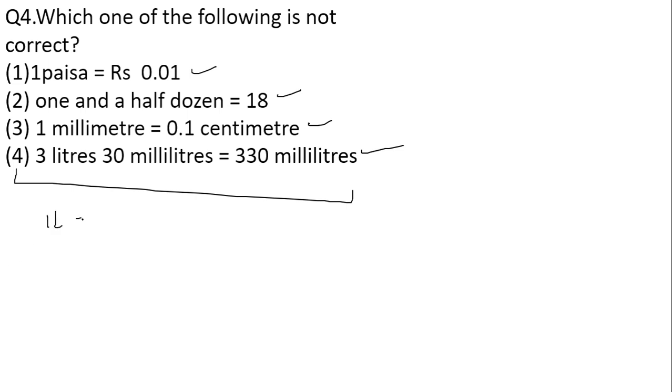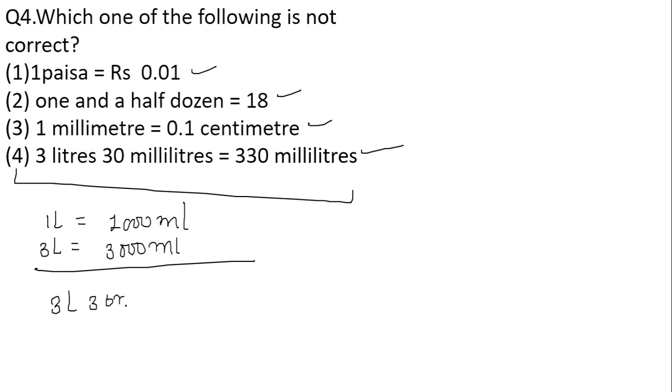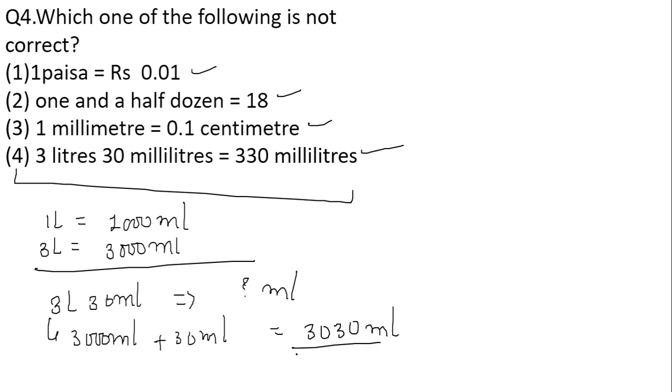Look here, 1 liter is equal to 1000 milliliters. We know this. If 1 liter is equal to 1000 milliliters, so 3 liters will be equivalent to 3000 milliliters, right? So they are asking us 3 liters 30 milliliters will be equal to how many milliliters? So 3 liters means 3000 milliliters, plus the 30 milliliters, we will get 3030 milliliters. So the correct answer for the given question is option D. This is the incorrect statement. The correct statement that they should have given over here was 3030 milliliters.